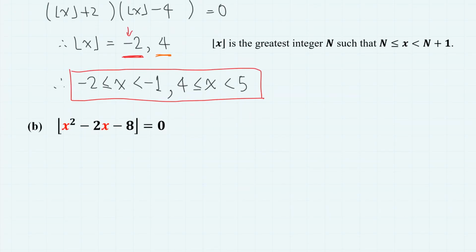For the second problem, we now have the entire polynomial x squared minus 2x minus 8 inside the single floor function, which must equal 0. Therefore, we now have the inequality stuff first. If the floor of x squared minus 2x minus 8 is equal to 0, this means that x squared minus 2x minus 8 is greater than or equal to 0 and less than 1. So now we have a series of inequalities. Let us solve them.